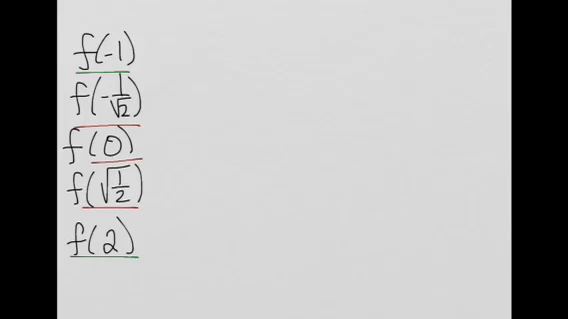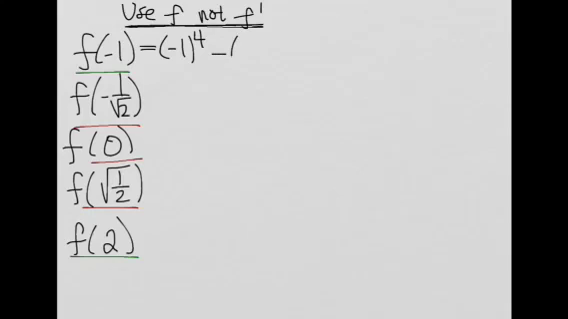So all we have to do is now find the values of these 5 things. Just keep in mind we're plugging it into f, not f prime. Be careful, because you have just found the derivative, but you don't want to use the derivative, you want to use your original function. And our original function was x to the 4th minus x squared plus 1.